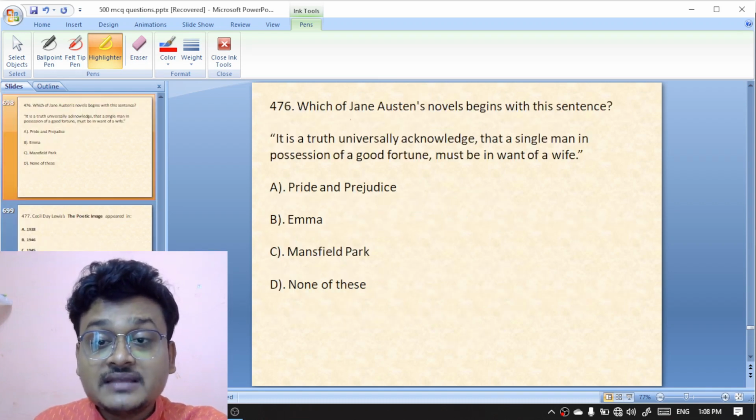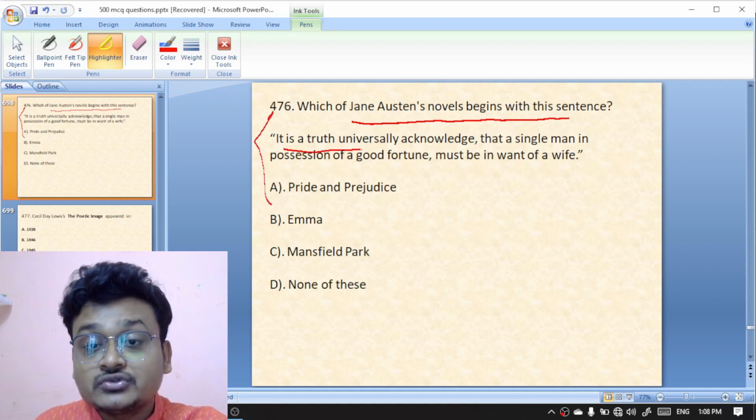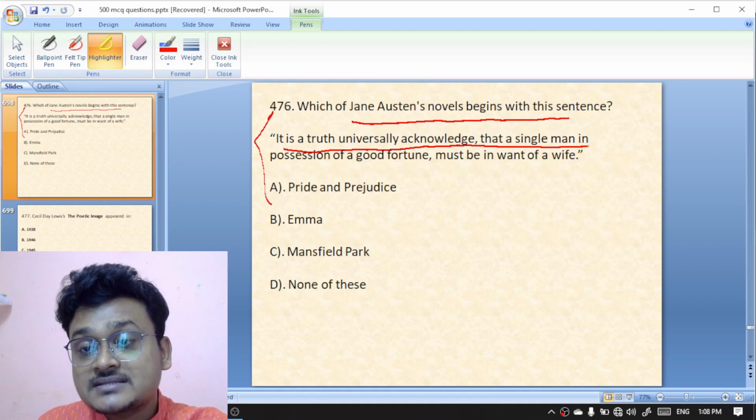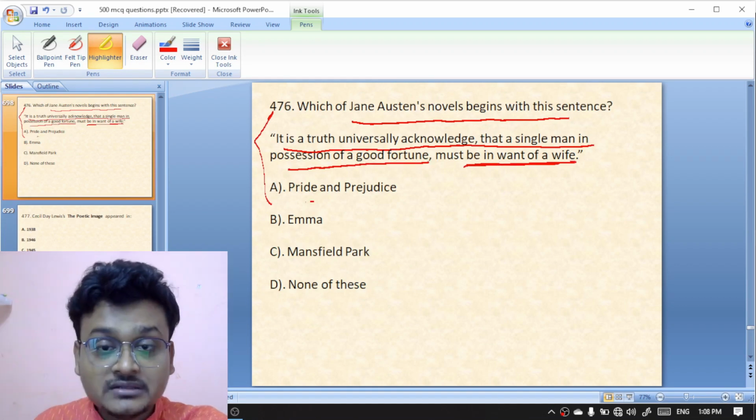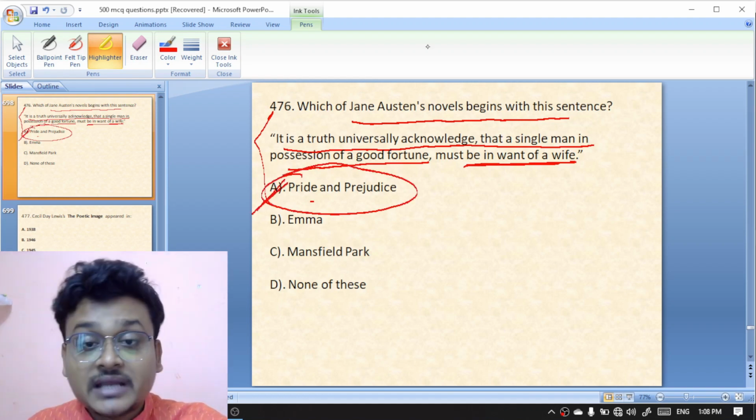Okay, which of Jane Austen's novels begins with this sentence? This famous opening line: it is a truth universally acknowledged that a single man in possession of a good fortune must be in want of a wife. Here the option is Pride and Prejudice. Pride and Prejudice is the right option here.